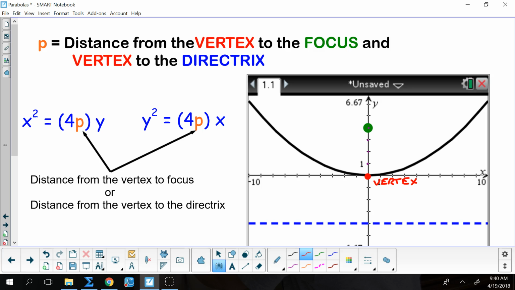In math, we call the distance from the focus to the vertex, we call that distance P. Since we said the definition of a parabola is all points that are equidistant from a point and a line, well, this red dot is on my parabola, so if that distance to the point is P, then the distance to the line would also have to be P. So P is the distance from the vertex to the focus and from the vertex to the directrix.